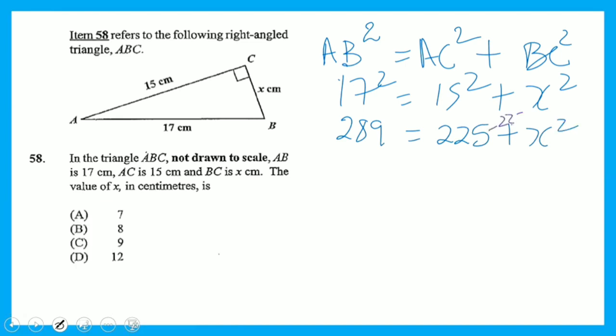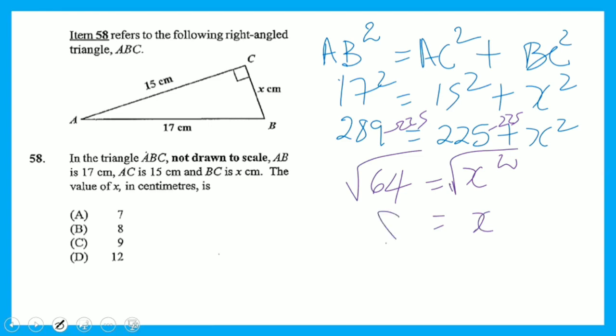Subtracting 225 from both sides, and we're left with 64. Square rooting both sides, we have x being 8. Because this is length, we don't need to say plus or minus 8.